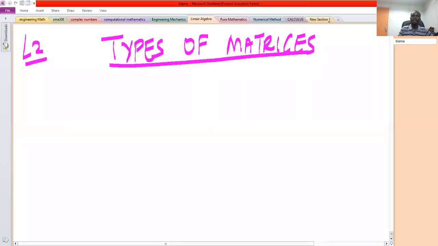Welcome to this session. This session will continue to give further examples of different types of matrices. In the previous session, we gave six different types of matrices. We defined what we call a row matrix, a column matrix, a square matrix, a zero matrix, and then scalar matrix. But then just some clarification.